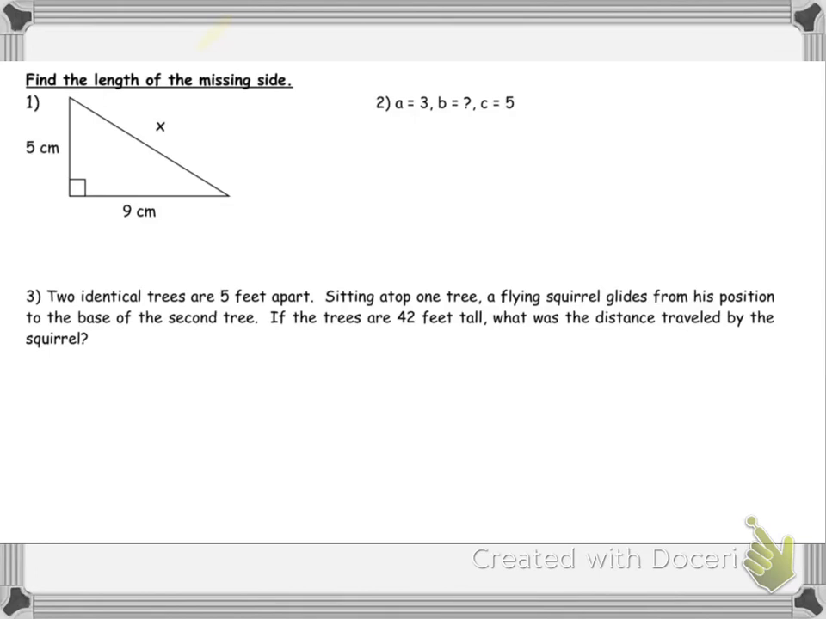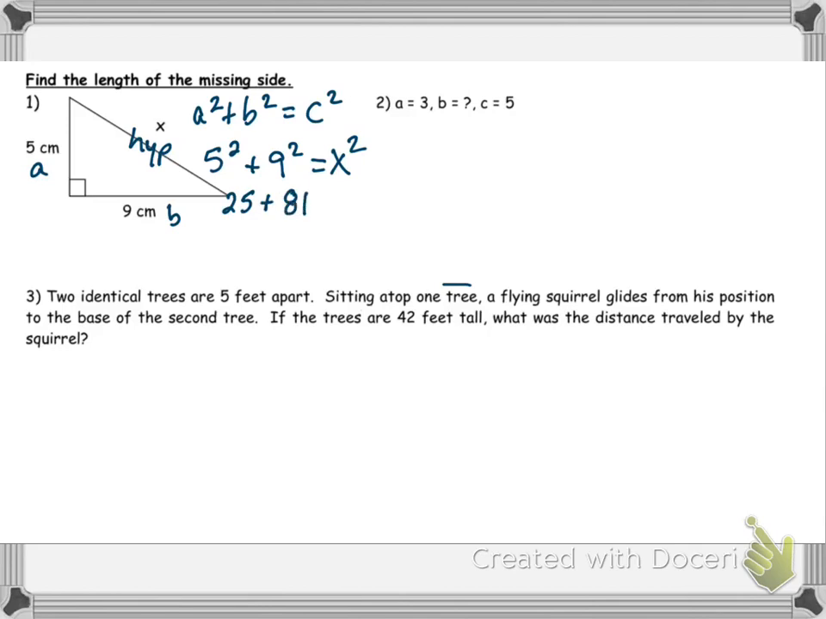We are finding the missing side depending on what information is given. If I look at my first one, I have two legs, a and b, and my hypotenuse is what I'm trying to find. So I'm going to set up my equation and plug in my numbers. a was 5, b is 9, and the hypotenuse is x. Now I'm going to follow my order of operations, which tells me to take care of the exponents first. So I have 25 plus 81 equals x squared.